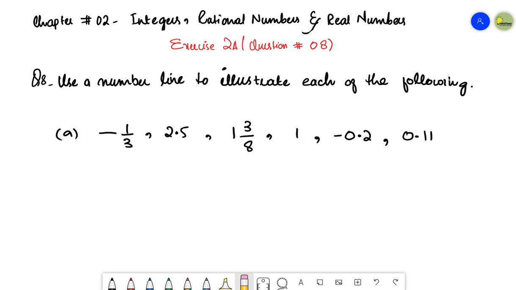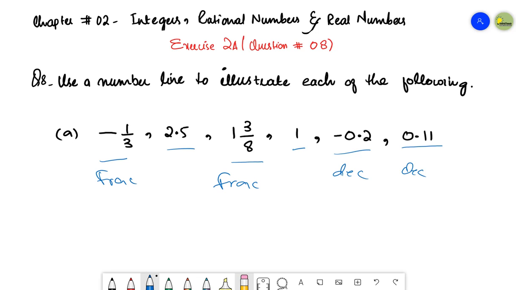So if I consider part A, here I have given 6 different numbers, starting from -1/3. It's a fraction, right? Then I have a decimal number, that is 2.5. Then again I have a fraction, 1 3 by 8. Okay, then I have 1, that is a whole number. Then I have minus 0.2, it's a decimal number. And then again I have a decimal number. The numbers are positive and negative, depending upon the sign that is with them.